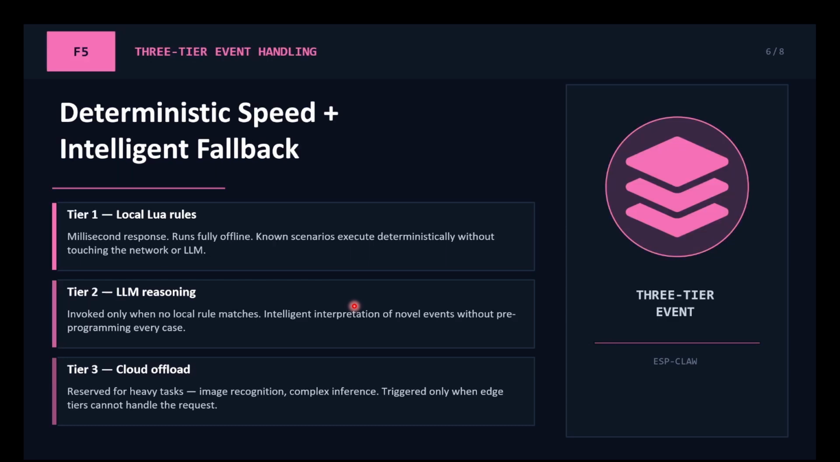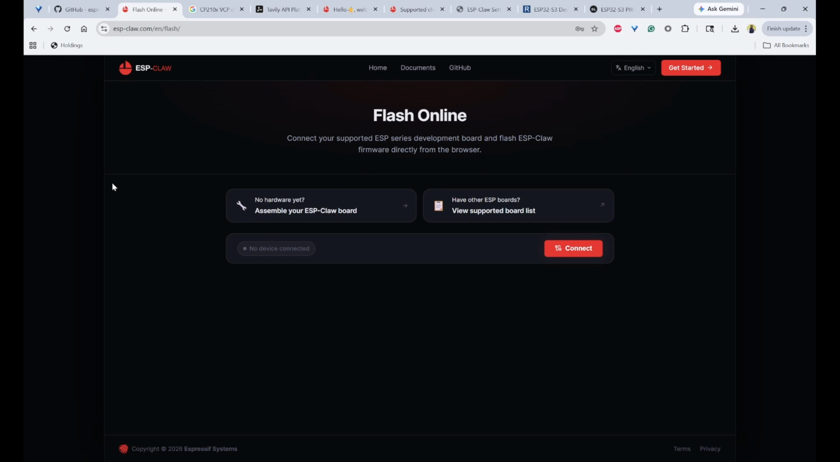For example, you get an event, you first write basic rules which are local, and based on that it will decide. And if it cannot be decided locally, it uses LLM reasoning, so that is tier 2. And then if there is a complex inference like images, etc., it can also send it to the cloud, that is tier 3. So as I said, there is no need of any other toolchain or IDEs like Arduino IDE.